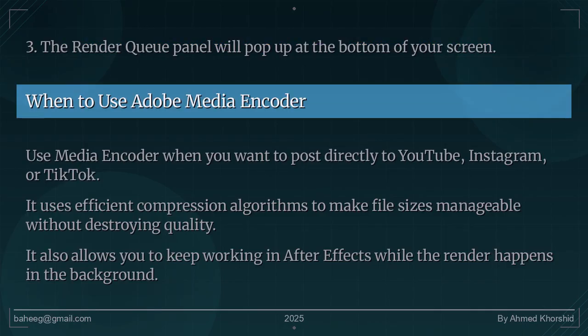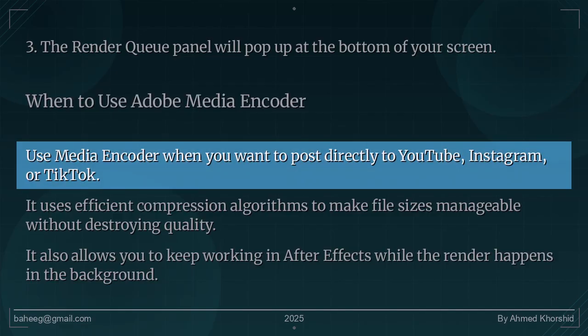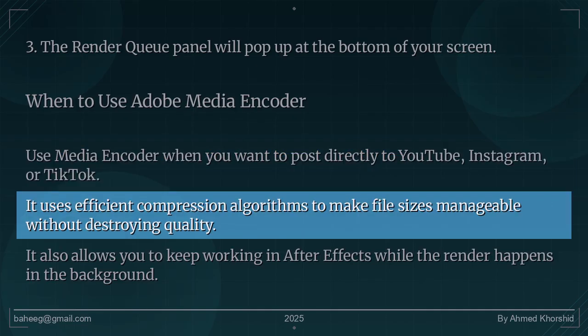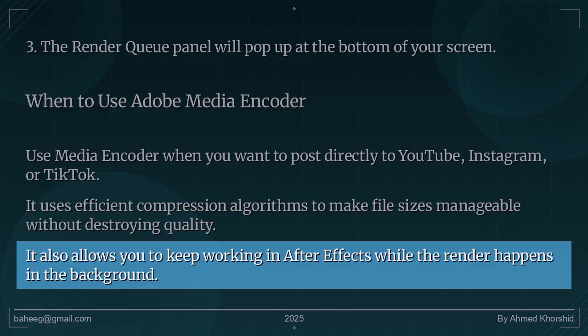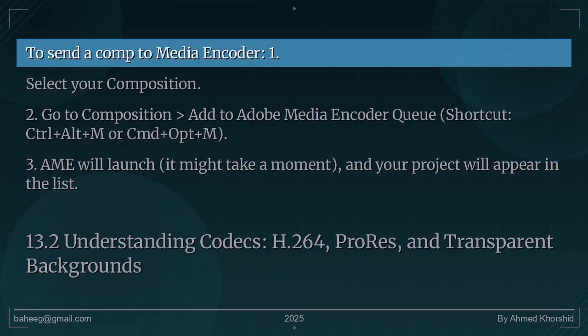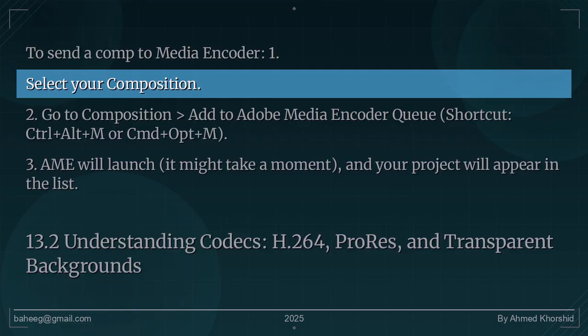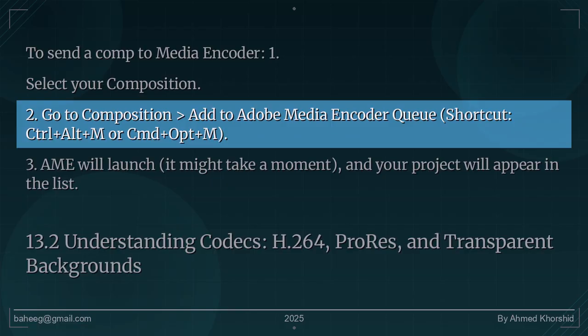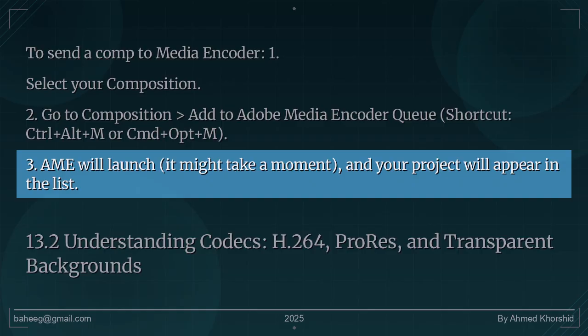When to use Adobe Media Encoder. Use Media Encoder when you want to post directly to YouTube, Instagram, or TikTok. It uses efficient compression algorithms to make file sizes manageable without destroying quality. It also allows you to keep working in After Effects while the render happens in the background. To send a comp to Media Encoder: 1. Select your composition. 2. Go to Composition, Add to Adobe Media Encoder Queue, shortcut Ctrl+Alt+M or CMD+Opt+M. 3. AME will launch, it might take a moment, and your project will appear in the list.